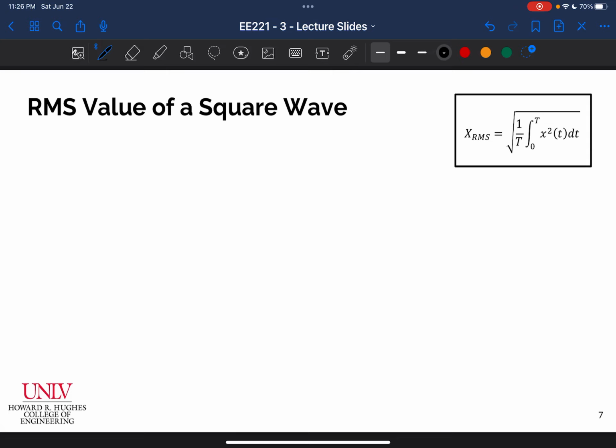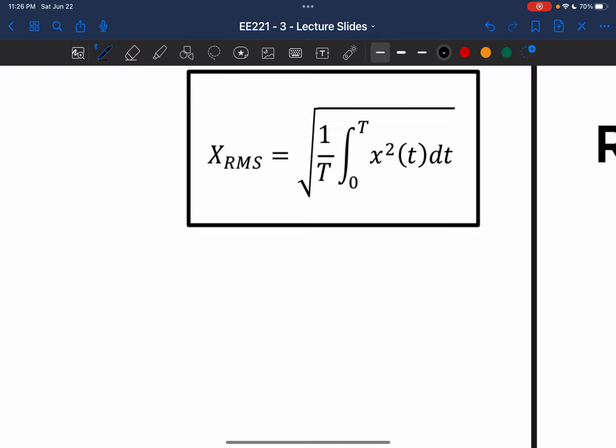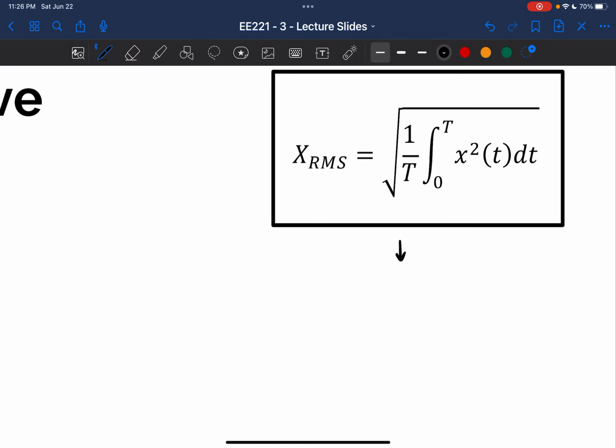All right, so in this video, we're going to do the RMS value of a square wave. I also wanted to write an alternative version of this formula, like I said. We can convert this formula into a little bit more useful. Not that this one's not useful, it's plenty useful, but a little bit more convenient way to do the math.